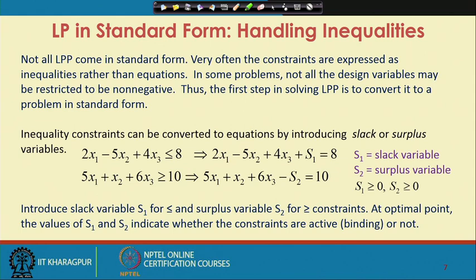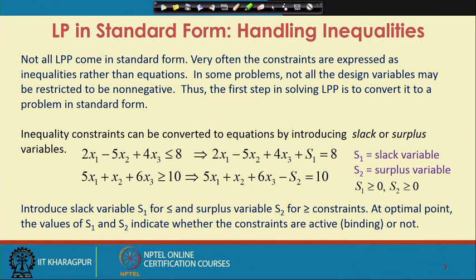When the inequality constraint is of less or equal to type, I have to introduce a slack variable, and when the inequality constraint is of greater or equal to type, I have to introduce a surplus variable. Note that the slack variable is added and the surplus variable is subtracted.